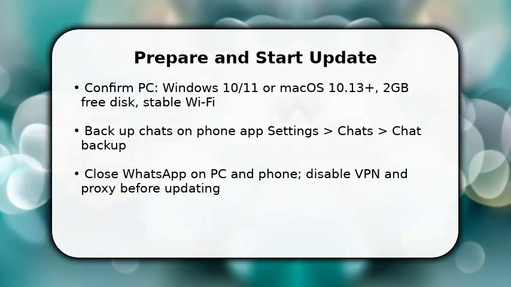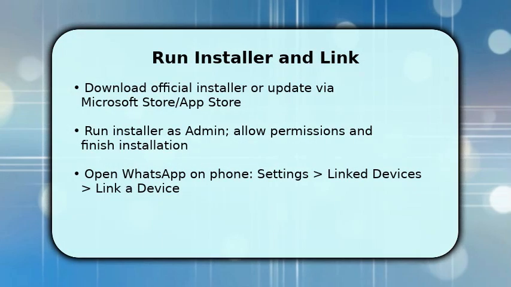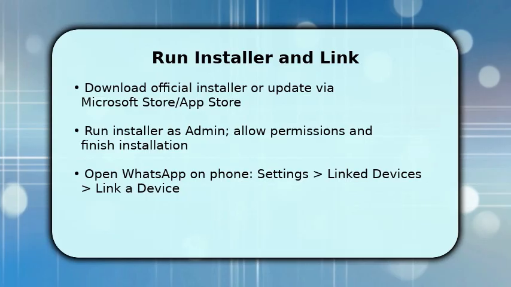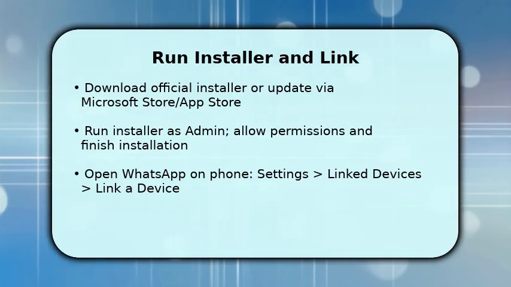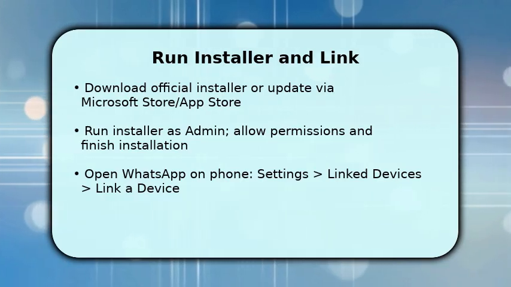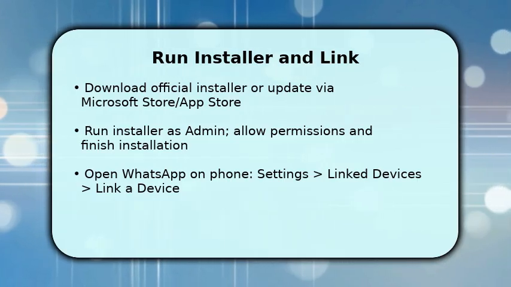Now open the official WhatsApp app or the Microsoft Store to fetch the latest install. You run the downloaded installer or trigger the update in the Microsoft Store. Run it as administrator to allow file replacement and required permissions. While the PC installs, the app may relaunch automatically. Let it finish and sign in if prompted.